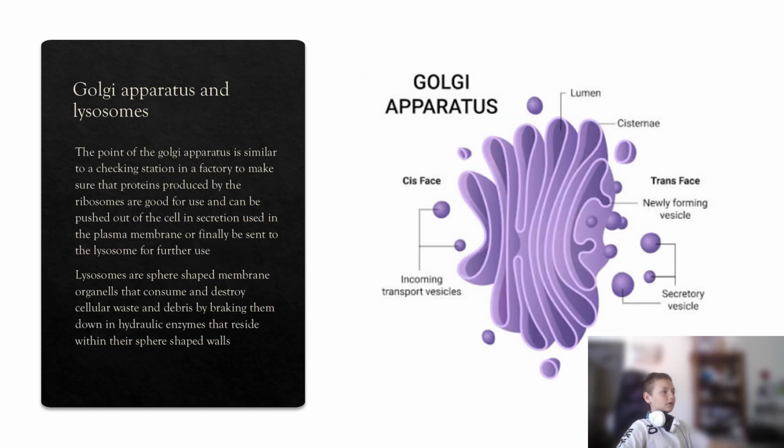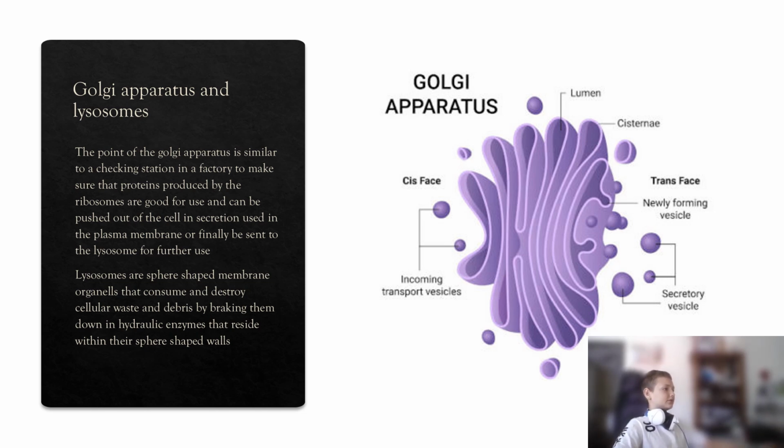Yep, that's it. The next cell organelle is the Golgi apparatus and the lysosomes. The point of the Golgi apparatus is similar to a checking station in a factory to make sure that proteins produced by the ribosomes on the rough endoplasmic reticulum or just around the cell are good for use and can be pushed out of the cell in secretion, used in the plasma membrane, or finally sent out to be used by the lysosomes for further use.